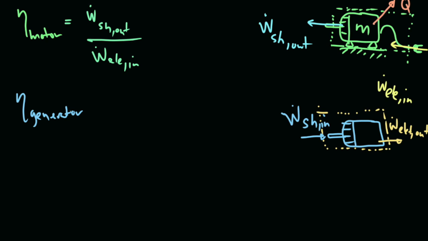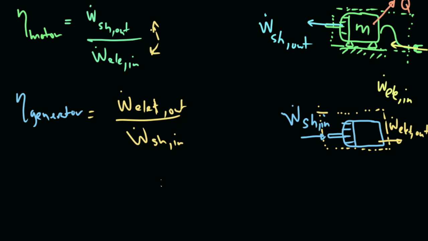Alright, so the generator is the reverse, therefore we should have this swapped here, right? And that's what we do, we swap the terms for the generator, and we say that the efficiency of the generator is our output, which is the electric out, over work shaft in.